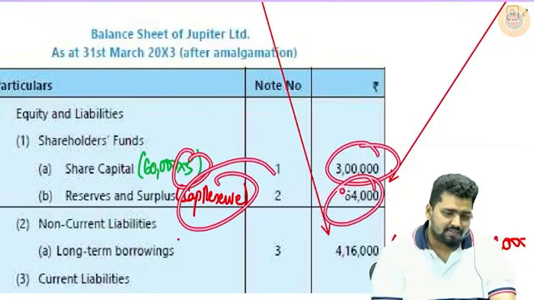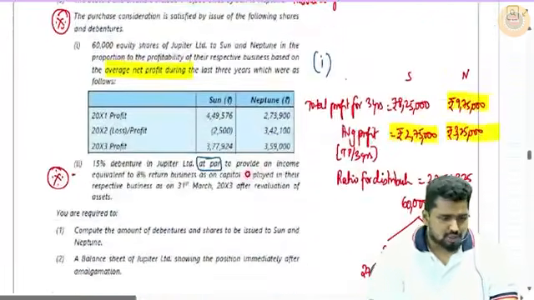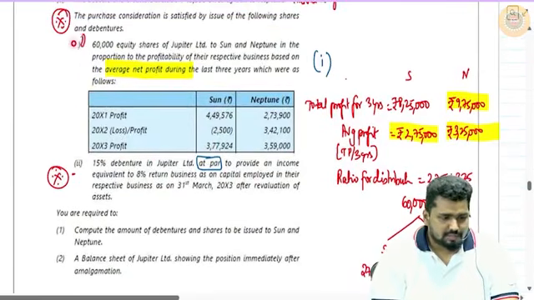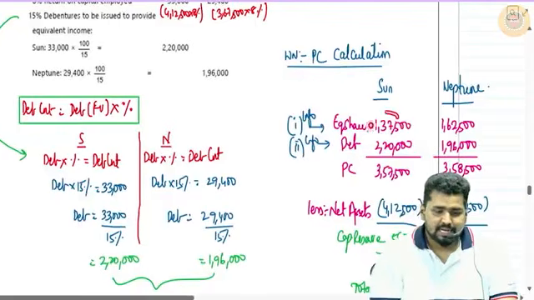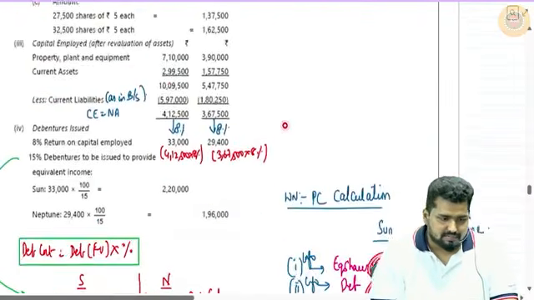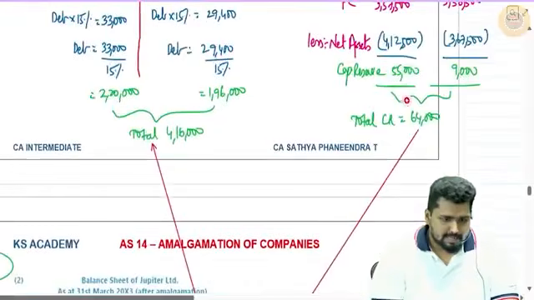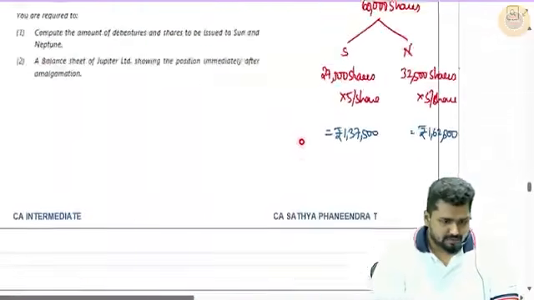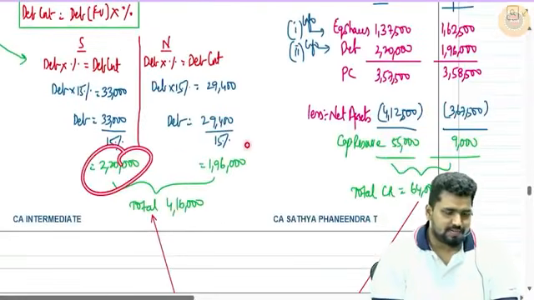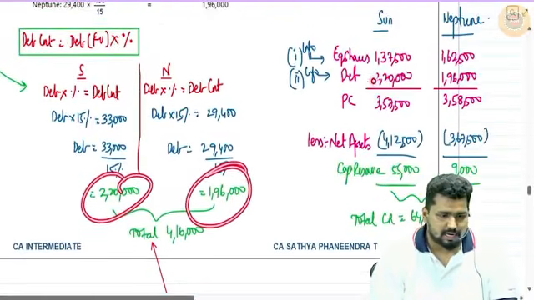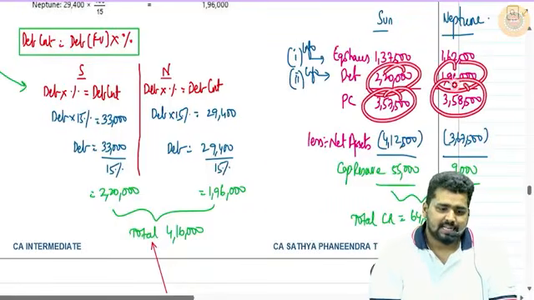Capital reserve, how much we have seen? 64,000. Clear? I'll come to that also now. So this particular point we would have understood. Therefore, how much purchase consideration are we going to pay to these people? Equity shares we are paying this. Debentures, how much we are going to allot? Debentures 220 and 196 we are going to allot. Total purchase consideration is 3,58,500.